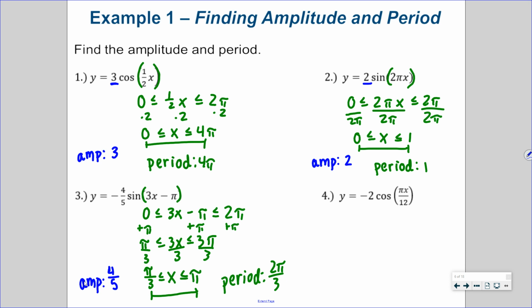Last one. Amplitude: 2. Period: pi x over 12.